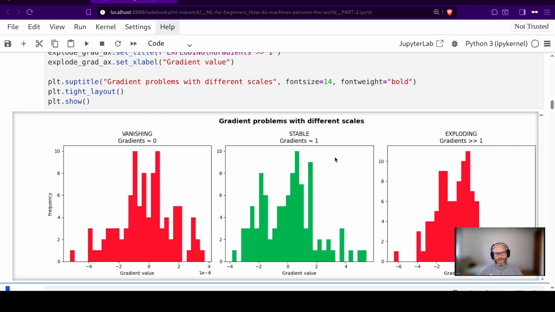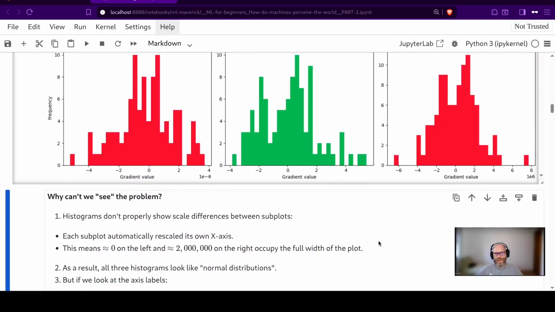They look similar, but they aren't. So we can ask the question: why can't we see the problem? First, histograms don't properly show scale differences between subplots. Each subplot automatically rescaled its own x-axis. This means that values around 0 on the left and around 2 million on the right occupy the full width of the plot. Second, as a result, all 3 histograms look like normal distributions.